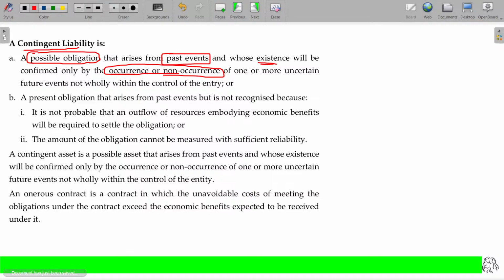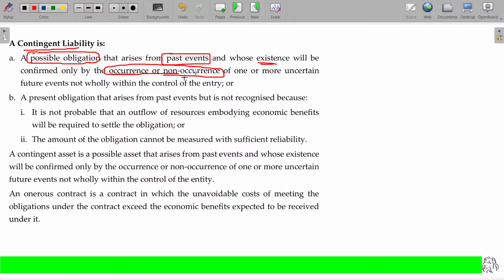I sell the goods giving a guarantee for 1 year. What happens? Within 1 year, the goods I supplied may be lost or may malfunction. If it malfunctions, the claim will come. If it does not malfunction, it will not come. So it may happen, may not happen. Then it is called contingent liability.